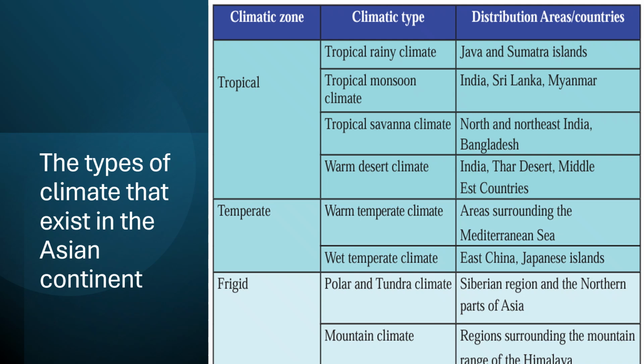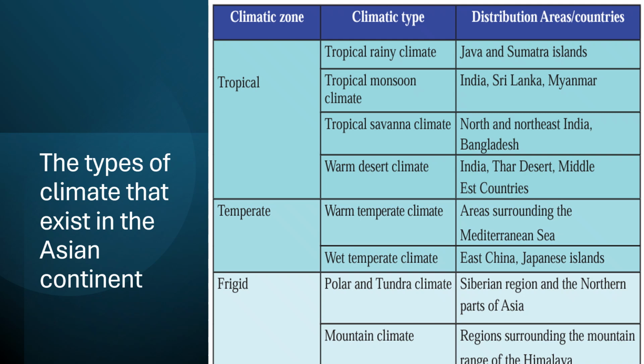On the tropical side, for tropical rainy, we have Java and Sumatra islands as examples. For tropical monsoon climate, we have India, Sri Lanka, and Myanmar. For tropical savanna climate, we have North and Northeast India and Bangladesh. For warm desert climate, we have India, Thar Desert, and Middle East countries. I don't know why it says Est, but that's how it's in the book, so it's East, not Est.